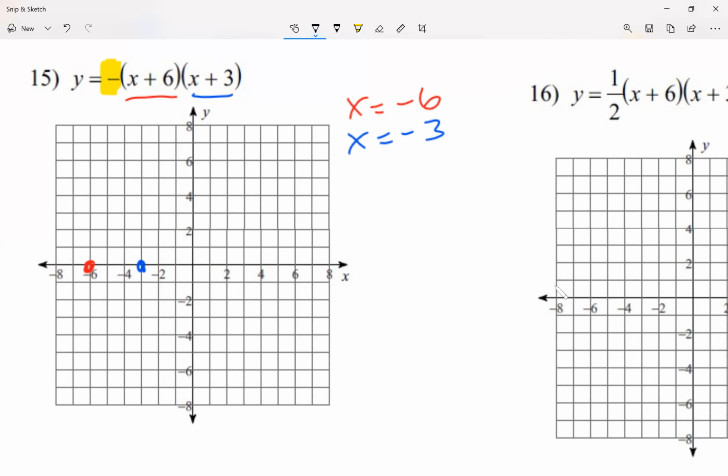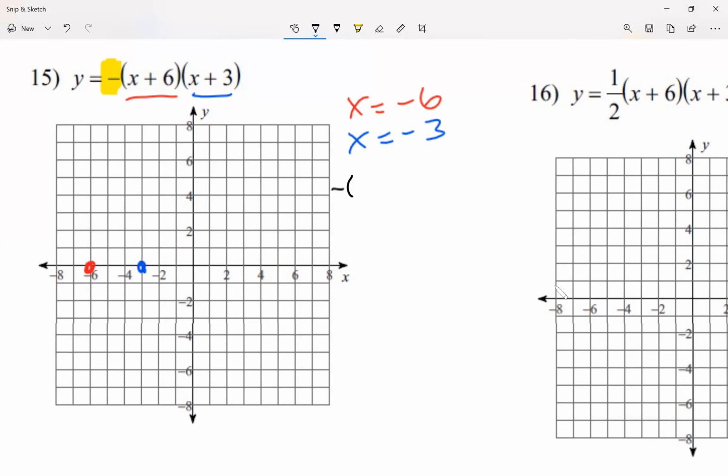Now let me find the x value. The way I'm gonna find the x value, the two x's that I have, let me add these things up, -6 plus a -3. I'm gonna add them up. So that's -9, and the result divided by 2. Always divided by 2.